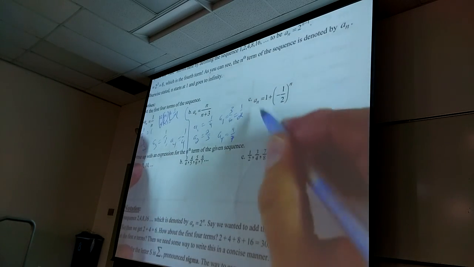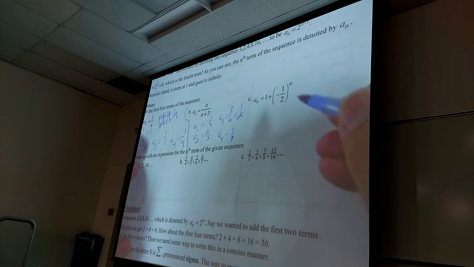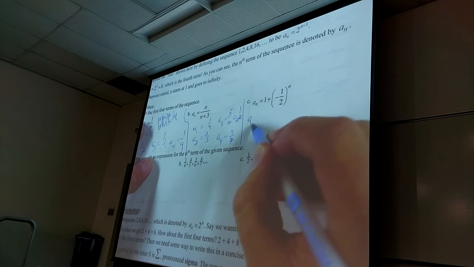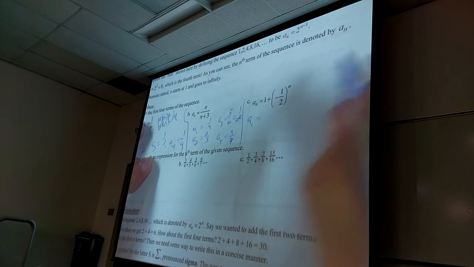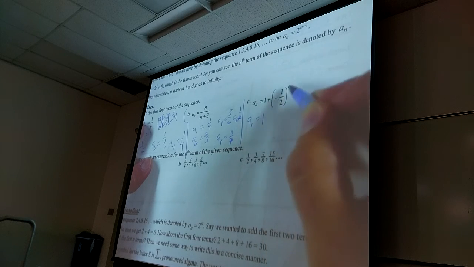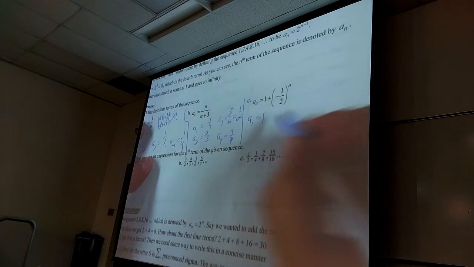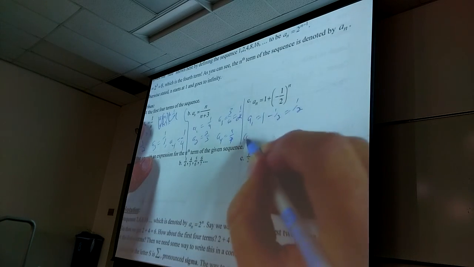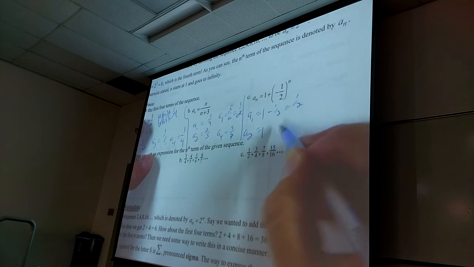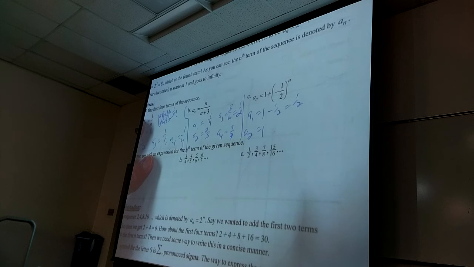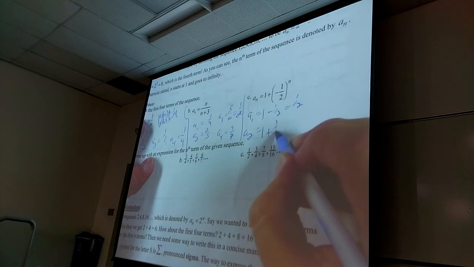This one is nifty. Let me see if you guys can get the pattern just by looking at what we get. So A1 would be 1 minus 1/2, right? When you put a 1 here, negative 1/2 to the first power is negative 1/2. So it's 1 minus 1/2, I get 1/2. A2 is 1 plus negative 1/2 squared. What's negative 1/2 squared? 1/4. So I get 1 1/4.